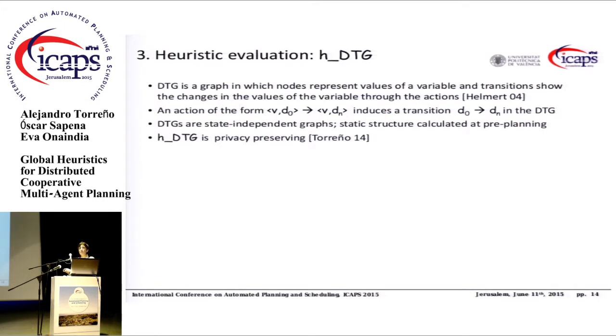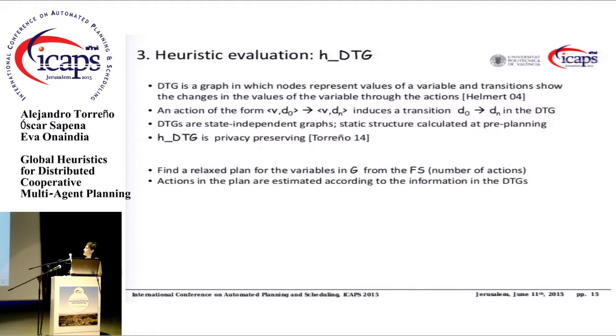First thing to say is that in FMAP, the planning information is represented internally with variables. We only use variables. So for domain transition graphs, we keep one domain transition graph per variable. It is a graph where nodes represent the values of the variables, and the edges represent the transitions from one value to another value. DTGs are state-independent graphs, so this can be a static structure that can be calculated at pre-planning, and is privacy-preserving. The details can be found in this other presentation.